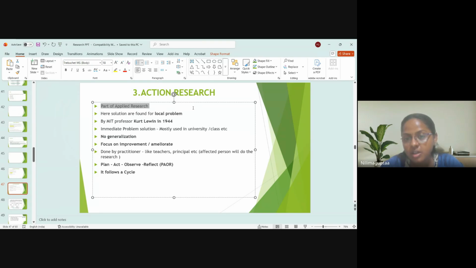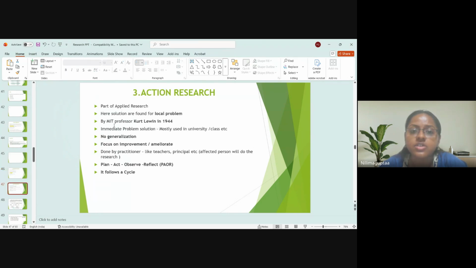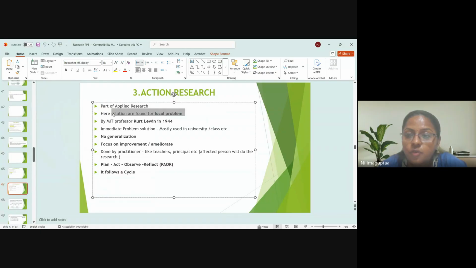Because we do apply here too, but here we are very specific with regards to our action. Here the solutions are found for a local problem. As I told you in the previous research, generalization is possible, but the other type of applied research is action research, and the solution is for a local problem, not for generalization. I will tell you in the upcoming points how it is for a local problem. Sometimes they have asked who developed this type of research. That is MIT professor Kurt Lewin, who developed this type of research in 1944.